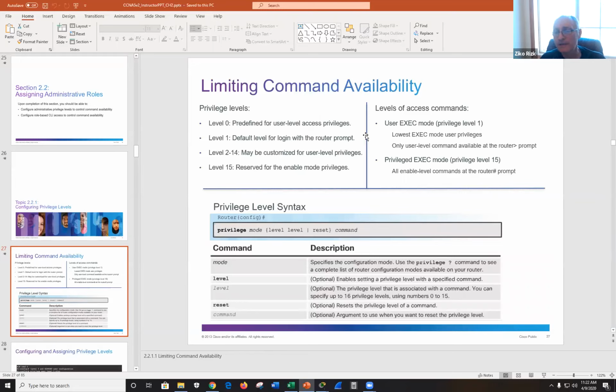Limiting command availability. Okay. So we know we have different privilege levels, 1 through 15, and 1 gives you very little privilege, and 15, forgive me, you're God, you can do anything you want in that box. And we have 16 different levels, because it's a 4-bit field, 2^4 is 16. So we have level 0 through level 15. Predefined for user level access privileges and reserved for enable mode privileges, basically system administrator.